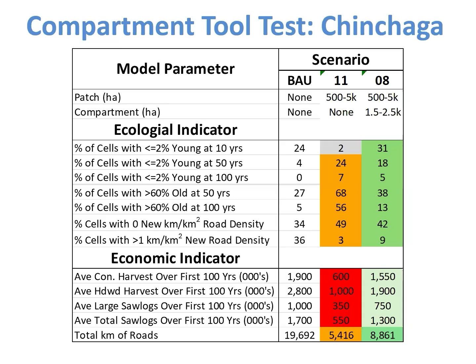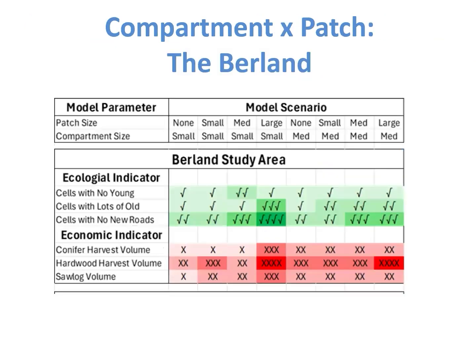So for me, this was a big check mark. Okay, patches and compartments together are better. And you can see actually, even with the amount of wood that's harvested, the total kilometers of road is less than half. So a good one there.